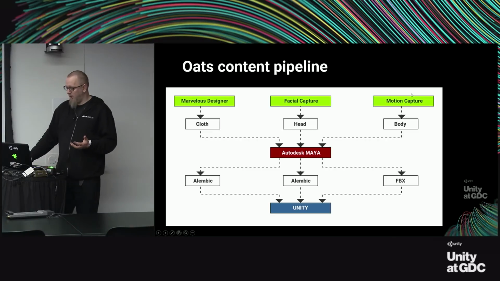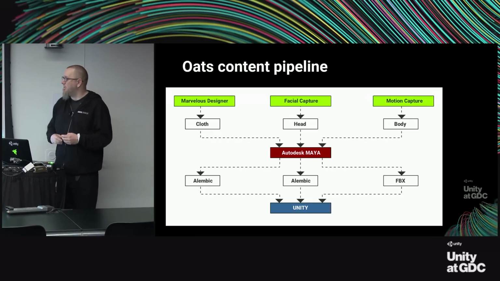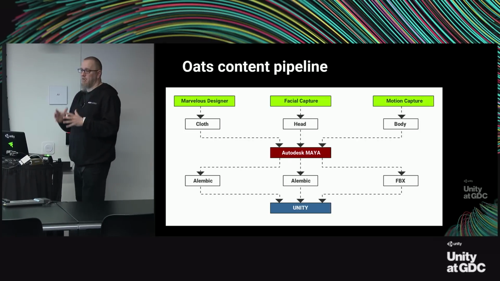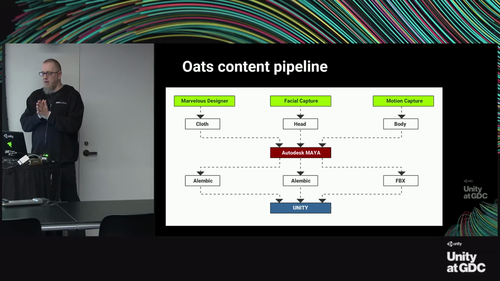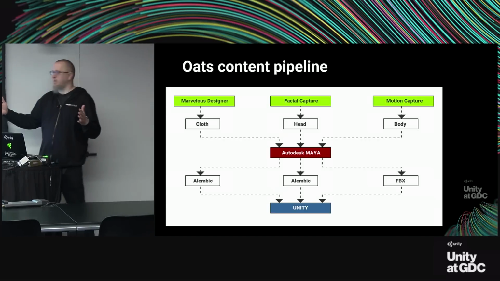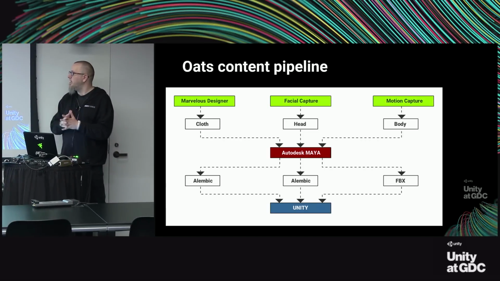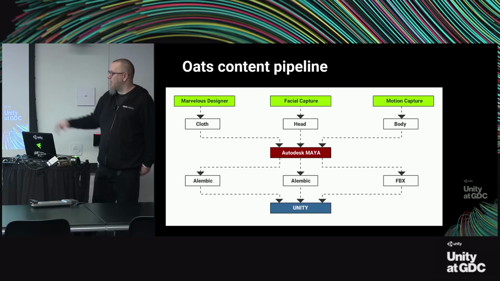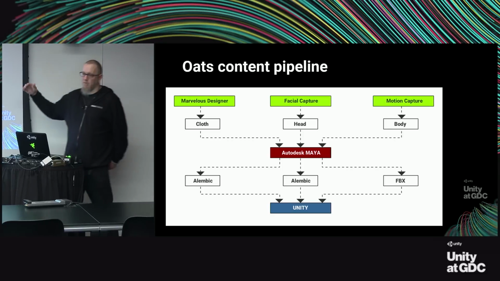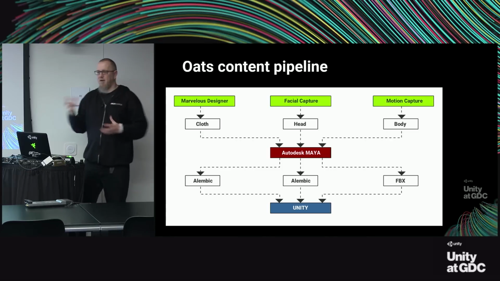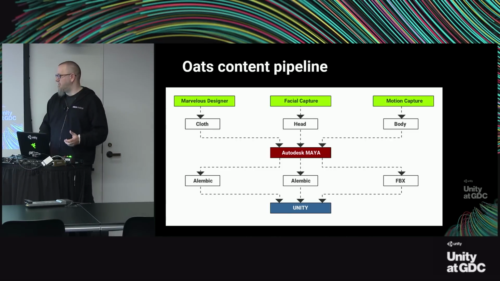And then for 2 and 3, this is the Oats pipeline here. So we used Marvelous Designer for cloth. We did facial capture, which was actually done as kind of old school vertex capture, where they capture the faces at 60 frames or 30 frames a second, and then bake it out, bring it through Maya, and then output it through one of these formats. And then the motion capture was just a traditional mocap skeleton. And then we had to somehow make it all match and fit, which was the fun part.